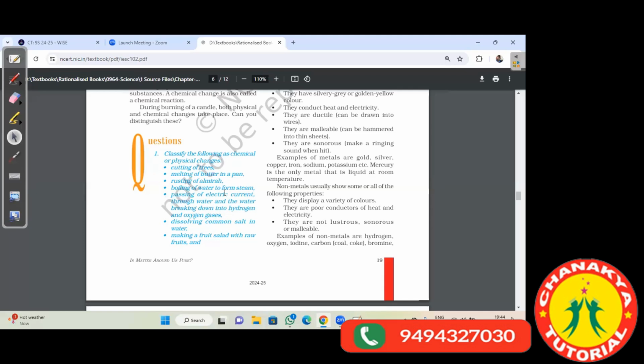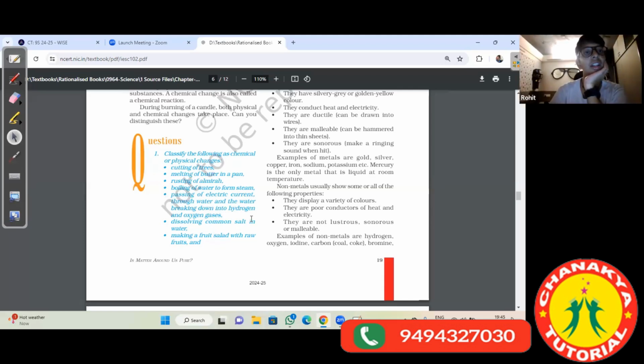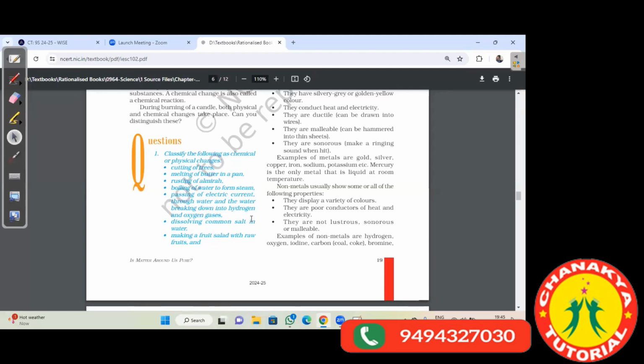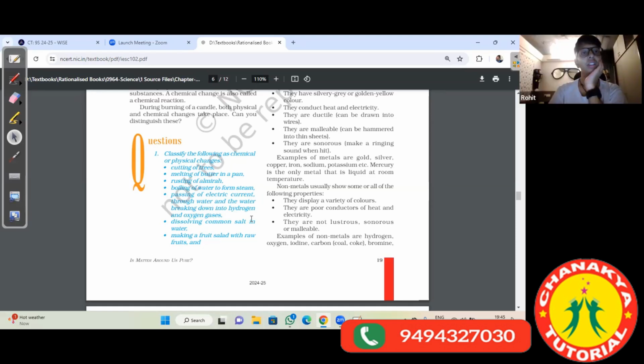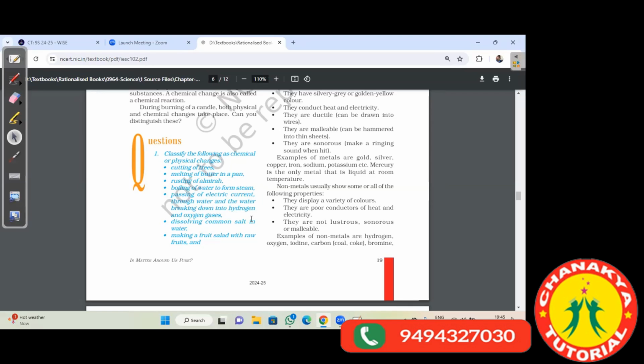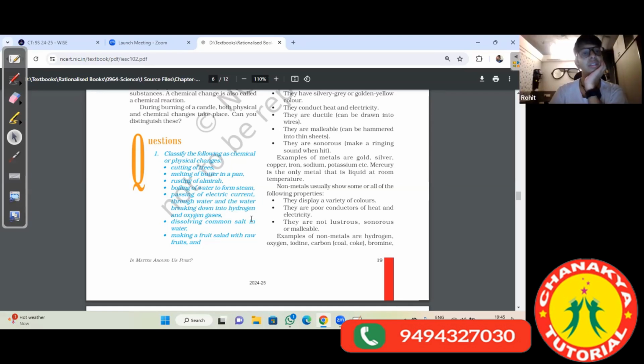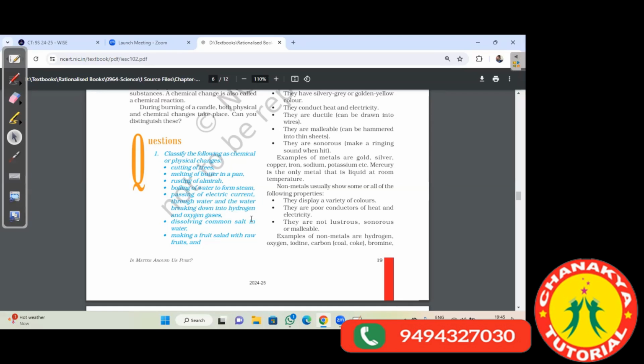Passing of electric current through water and the water breaking down into hydrogen and oxygen gases. Sir, it's a chemical change, right? Yeah, it is a chemical change. Okay, what about when you pass electric current through the filament of a bulb and the filament starts glowing? Is it a physical change or a chemical change? Sir, physical. Yeah, it is a physical change.